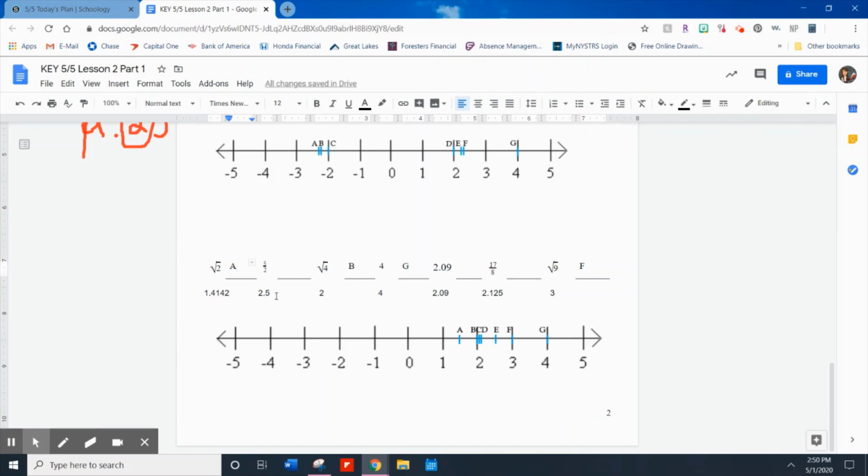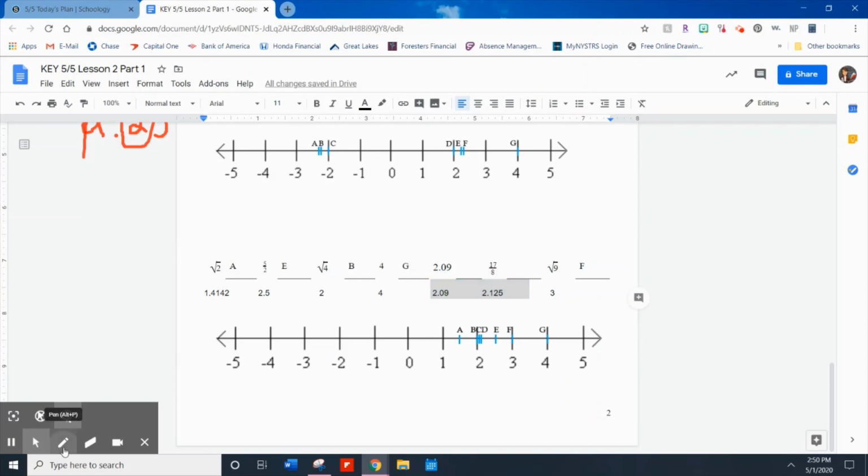Then we have 2.5, which is 5 over 2. That one's pretty clear too. It's right in the middle between 2 and 3. That's going to be E. Looks like it's just these last 2 numbers that are really going to be kind of tricky. That's C and the D. So we are looking at C and D, trying to figure out which one's bigger.